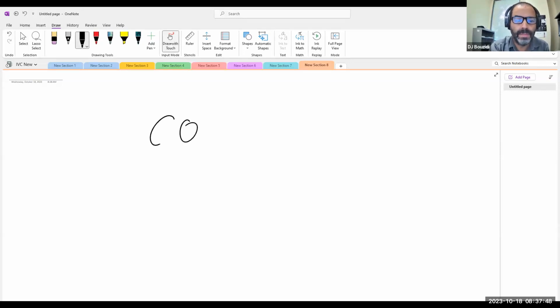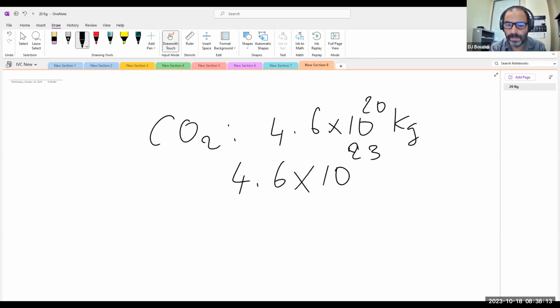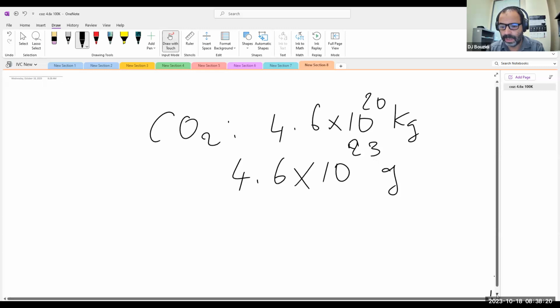So carbon dioxide, the amount of mass that we have is 4.6 times 10 to the power 20 kilograms. We need them in grams, so we need to multiply this by 1,000. Multiplying by 1,000 is adding 3 to this exponent. So this is how many grams of carbon dioxide we have right now on the surface of Venus.